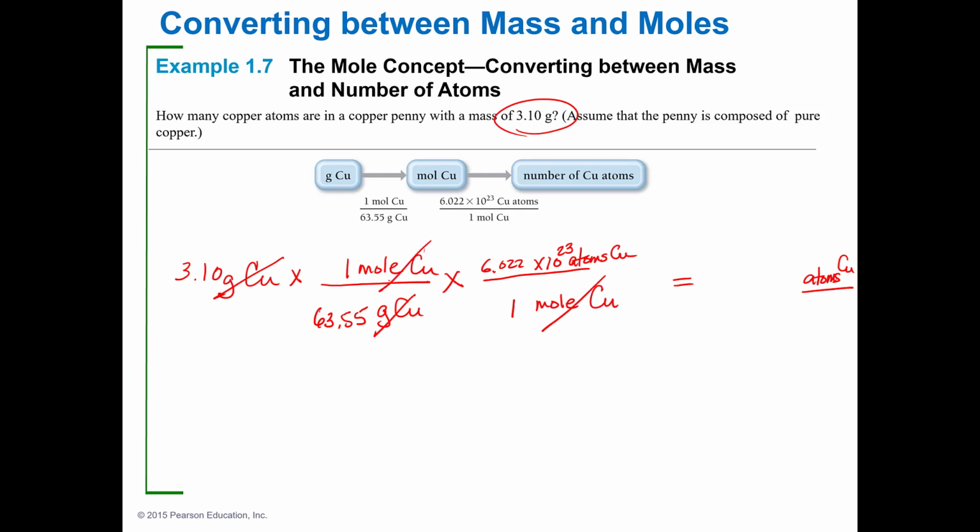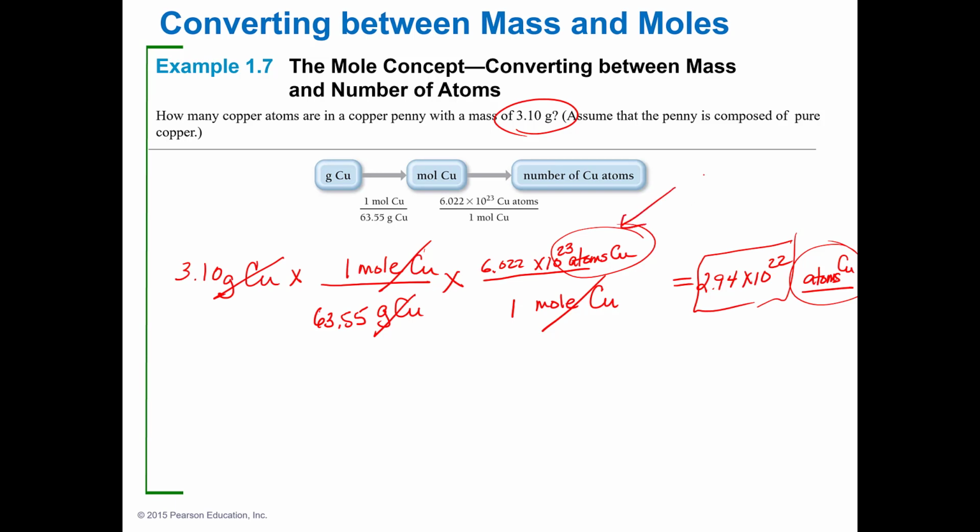That allows me to get rid of that, and I'm going to be left with atoms of copper, which is what I want. So make sure you pause on this one and you are getting the same number that I do when you do this calculation. All right, and I get 2.94 times 10 to the 22nd atoms of copper for this one.